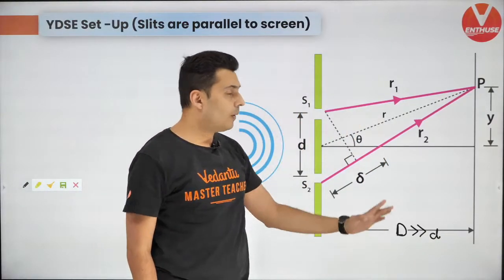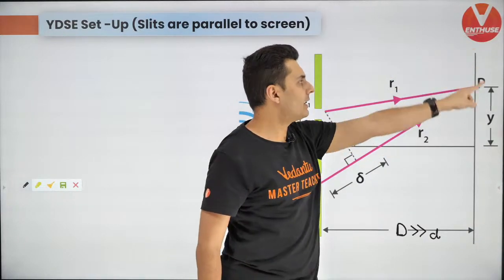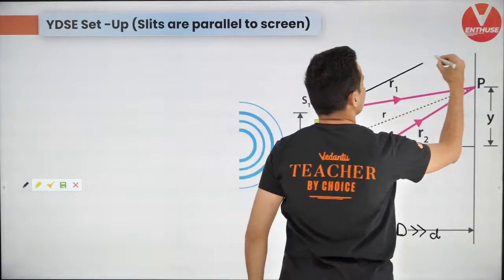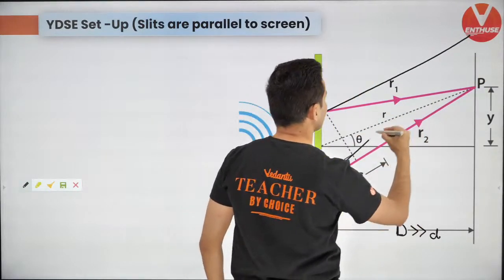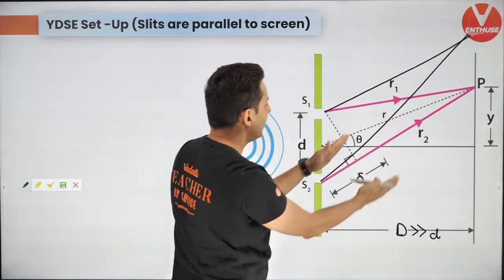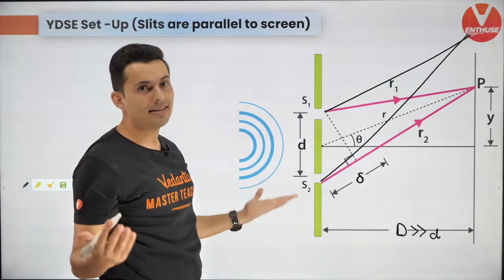Okay, now think about it. If you move this point anywhere else, don't you see that the rays from these two slits will have to travel different paths, and hence the difference between their paths keeps changing.